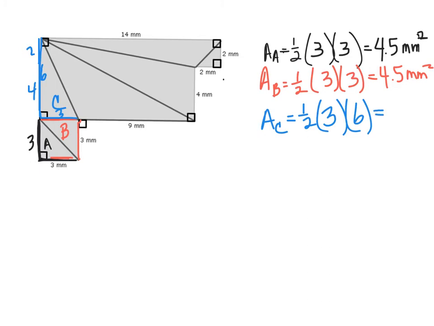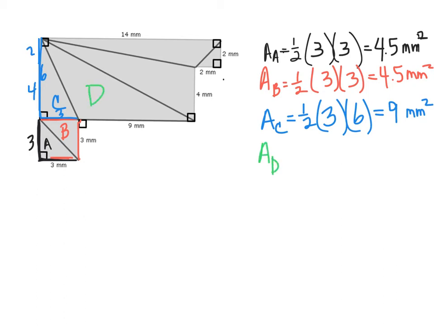Okay, so 1/2, 3 times 6 is 18, divided by 2 is 9. And then we, again, square our units, but not the number. All right, let's do the next triangle. Oops, that's not a C. It should be a D.